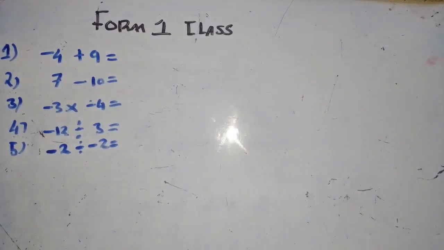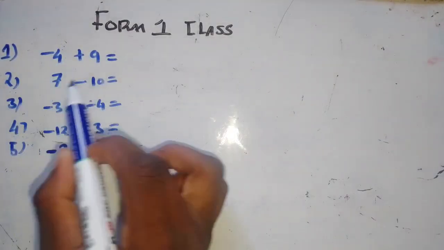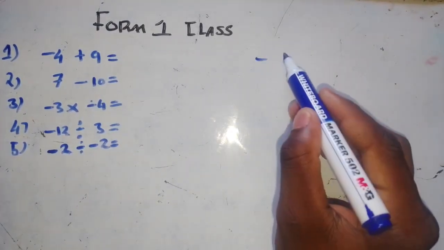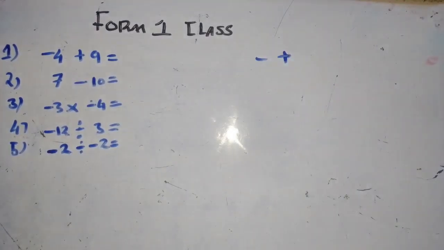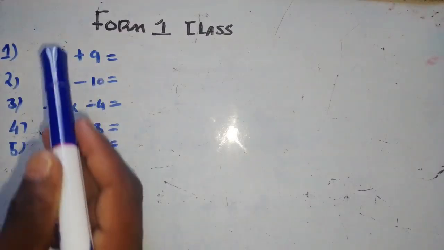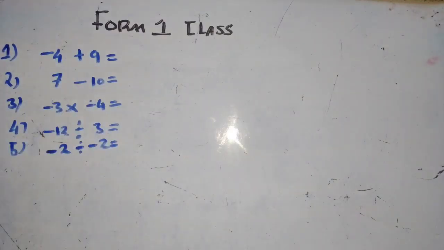So we proceed. Negative 4 plus 9. If you see here, we have two signs, a negative sign and a positive sign. We said that when you're dealing with numbers with different signs, you subtract and get the sign from the bigger number. In this case, 9 is bigger, isn't it? So since we have different signs, we're going to do 9 minus 4. 9 minus 4 will give us 5.